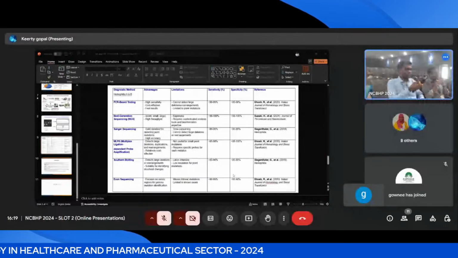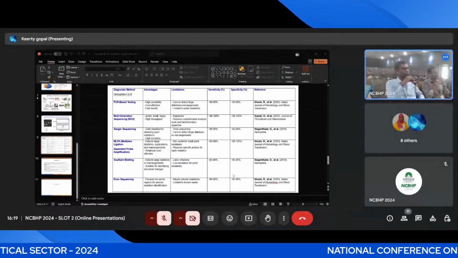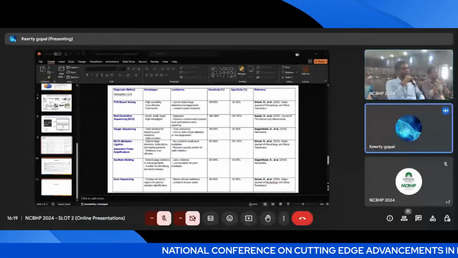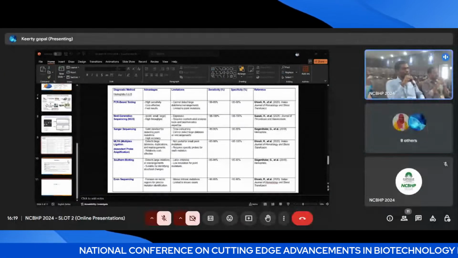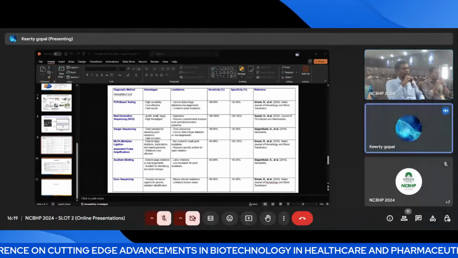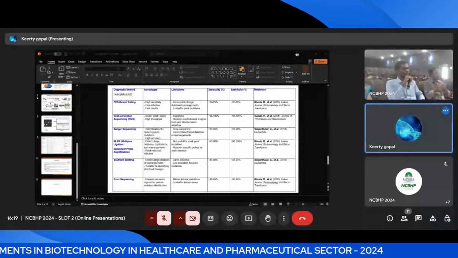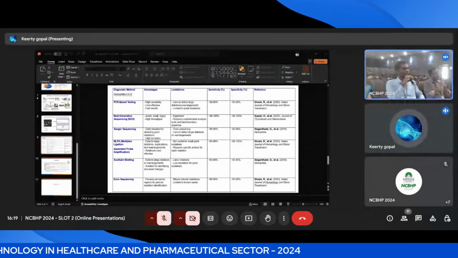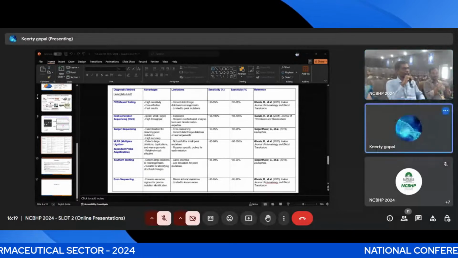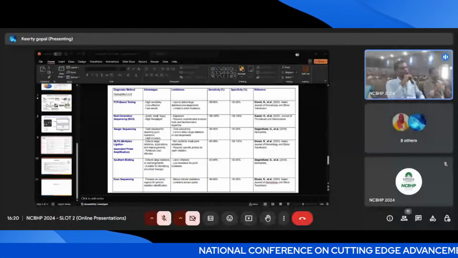So what are the key genetic differences between hemophilia A and B? Limitations: it's difficult to identify deep intronic mutations in hemophilia A. The facility is not available for it. It is difficult to identify.